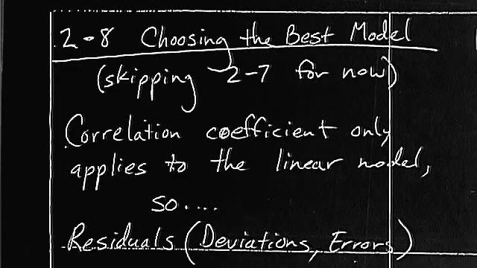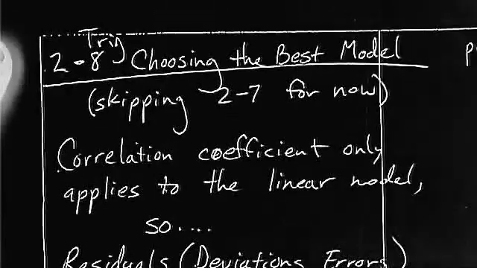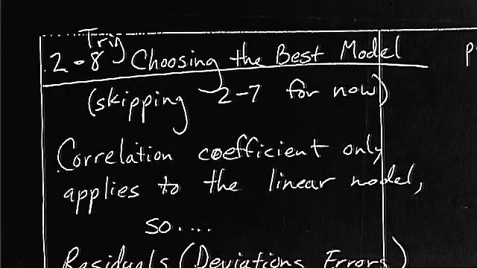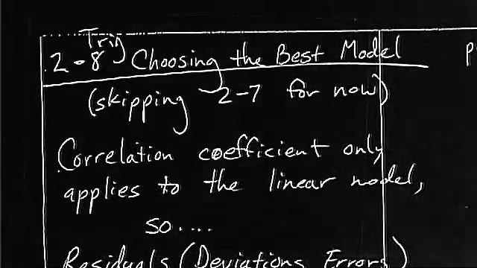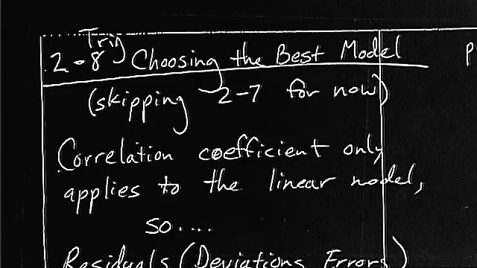All right, so this is Trig section 2.8, choosing the best model. Yes, we are skipping section 2.7 for right now, but we'll catch that when we jump into chapter 3. Choosing the best model is not always the easiest, but we have a couple different ways of doing it, but we can't use correlation coefficient. Correlation coefficient is only something that applies to the linear model. So we have to use something else.